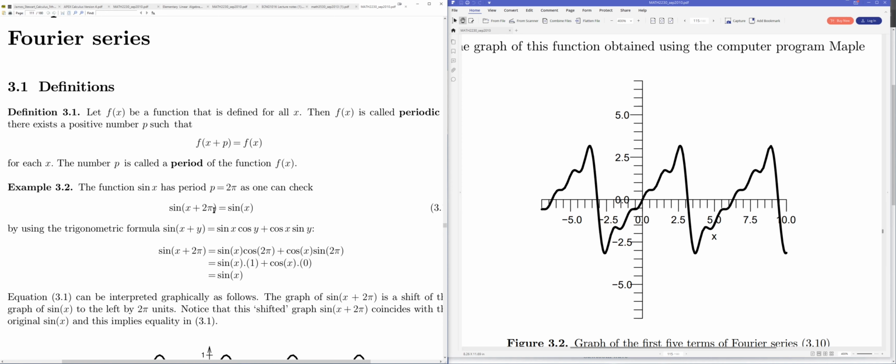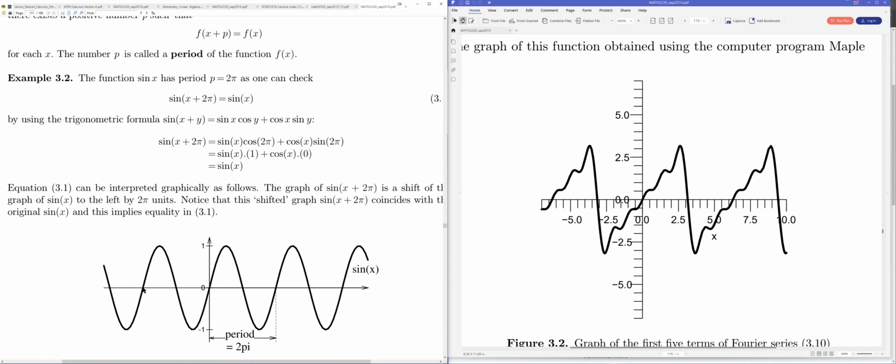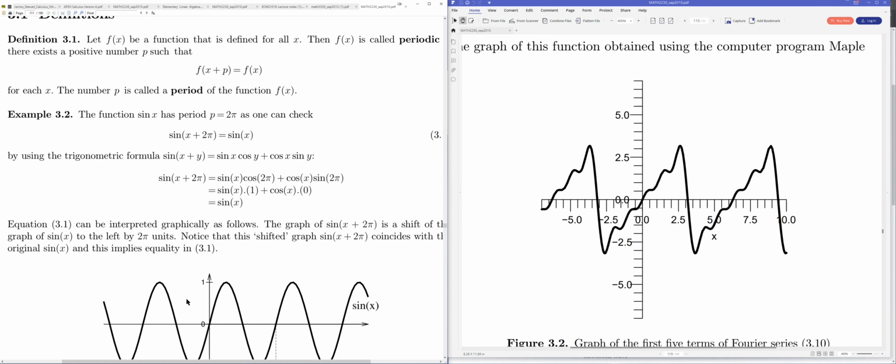Our definition of periodic that we're going to use for this section is that if I have a function that is defined for all values of x, such as the sine x over here, which is defined for both positive x and negative x, then the function is called periodic if there is some positive number p such that f of x plus p is equal to f of x. And this small p, this positive number, is an example of a period for your function f of x.